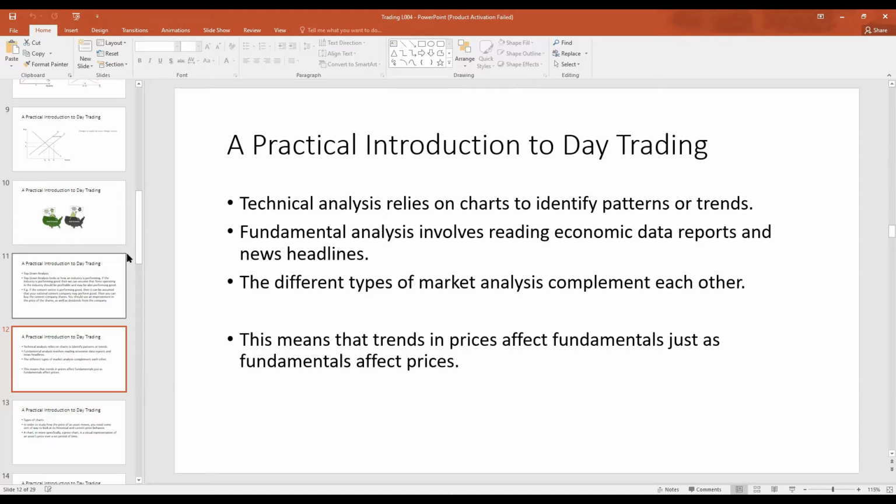Now you may be asking which type of analysis is better. In reality, both types of analysis complement each other. Fundamental analysis can be used to tell you the overall direction of the market. Technical analysis can be used for you to decide the correct entry point to enter a trade.